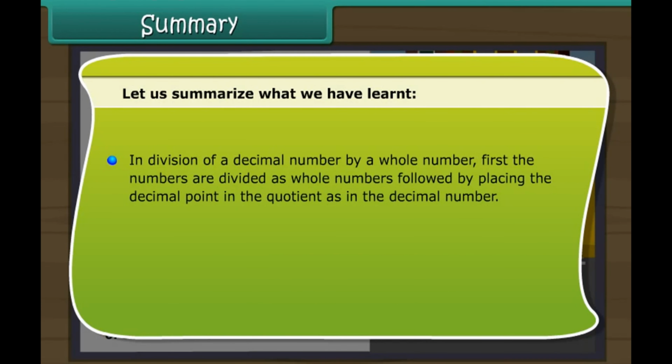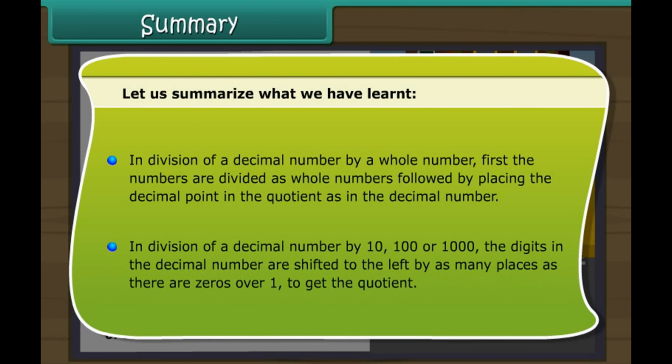In division of a decimal number by a whole number, first the numbers are divided as whole numbers, followed by placing the decimal point in the quotient as in the decimal number. In division of a decimal number by 10, 100, or 1000, the digits in the decimal number are shifted to the left by as many places as there are zeros over 1 to get the quotient.